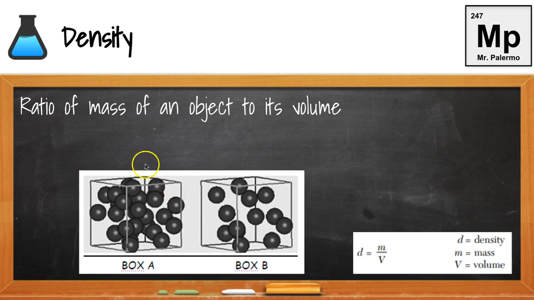So what's the difference? Well, I have more particles in this space. So if I have more particles in the same amount of space, and they're the same particles, that means I have more mass in this amount of space. If I have more mass in the same amount of volume, then box A would have a greater density. So density measures that ratio of the amount of mass in the space it takes up, which we call volume. And the calculation is density equals mass over volume, and that's on Table T on the back of your reference table.